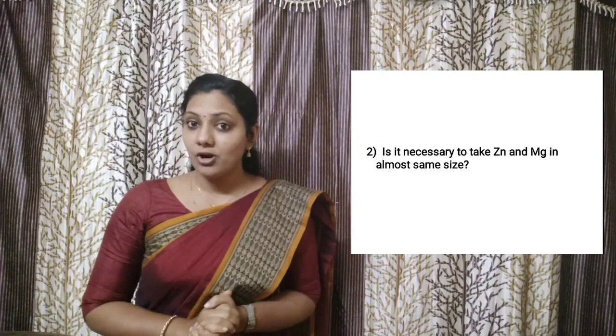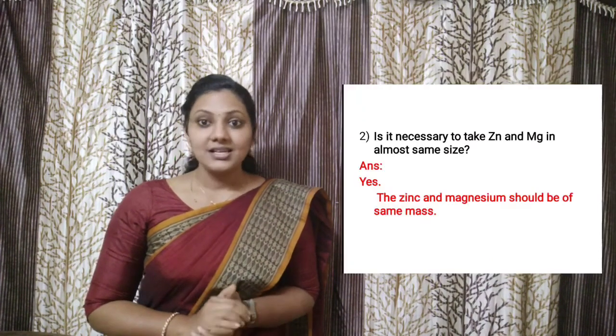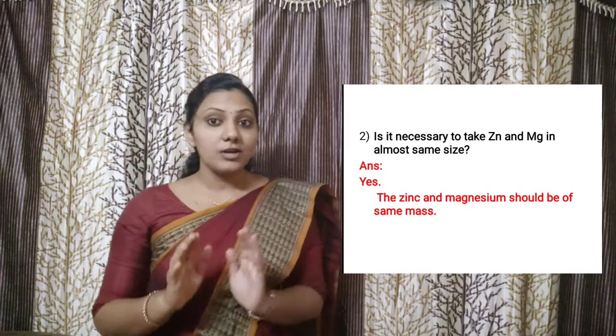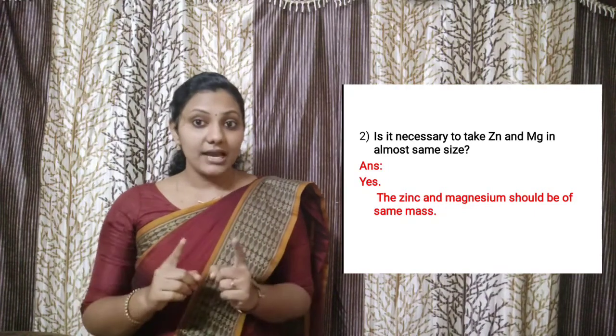So, what is the second question? Is it necessary to use zinc and magnesium metal of almost the same size? What do you think? Yes, isn't it? We have to use zinc and magnesium metal of almost the same size, otherwise it will affect the accuracy of our result, isn't it? Okay, good. So, what is the third question?